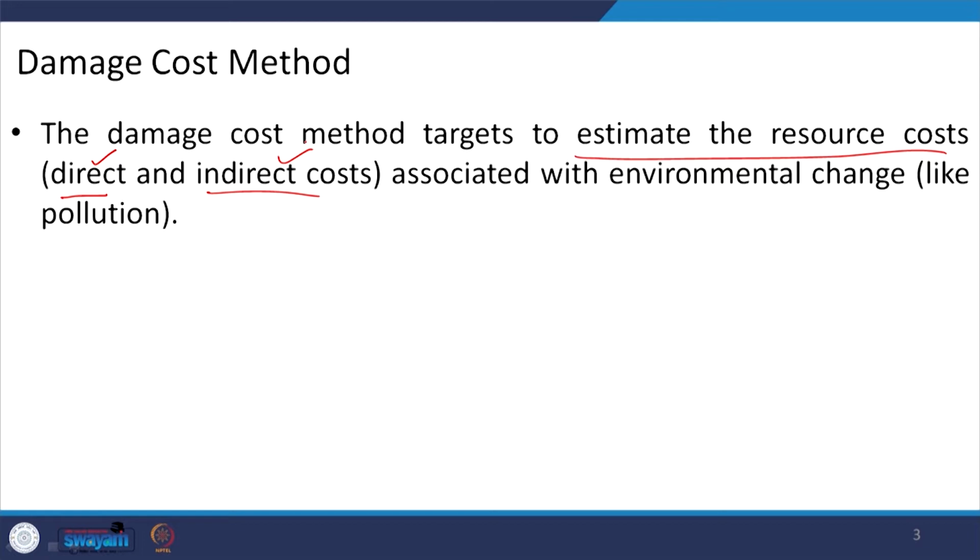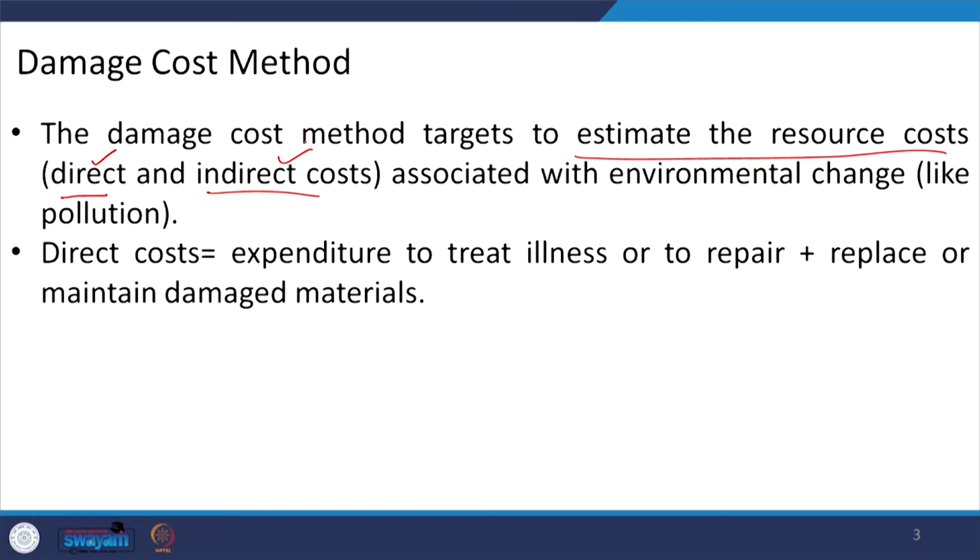In layman's language, damage cost is nothing but the amount of damage that a particular change in an environmental bad has created, and this is represented in terms of direct damage cost to the resources and indirect damage cost to the resources, and combined we say this is the total damage cost. Again, we need to understand what the direct damage cost is and what components we need to take into account in order to estimate the indirect damage cost.